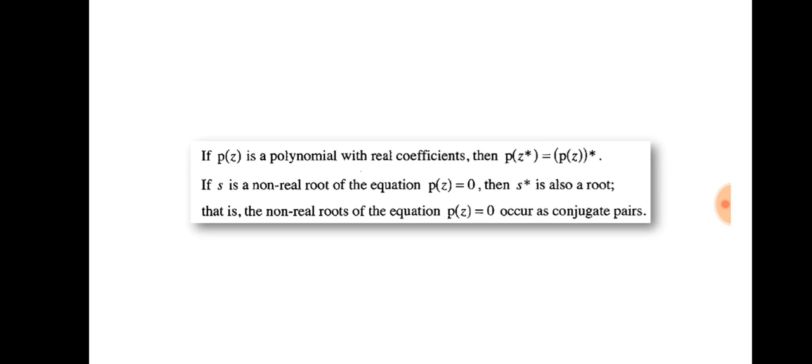If p of z is a polynomial with real coefficients, then p of z star is equal to p of z whole star. If s is a non-real root of the equation p of z equals 0, then s star is also a root. That is, the non-real roots of the equation p of z equal to 0 occur as conjugate pairs.